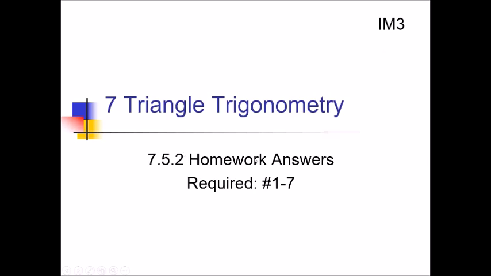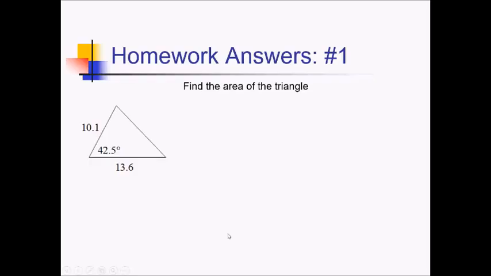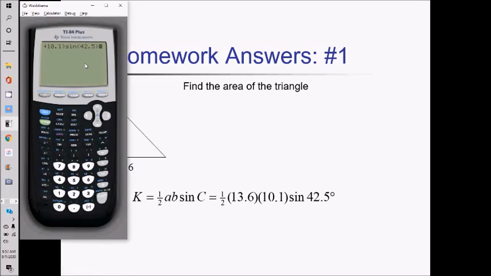IM375 Part 2 homework solutions on triangle area. For this problem, we're trying to find the area of this triangle. We have both sides and an angle between them, so that means we use our half-sine formula. K equals 1/2 AB sine C, so that's going to be 1/2 times one of the sides, I'll just start with 13.6, times the other side, 10.1, times sine of 42.5. Now we'll just do that on the calculator. So plugging that in the calculator and pressing enter, we end up with 46.4.